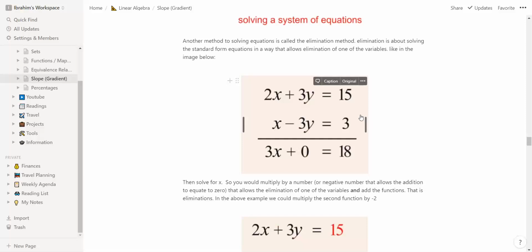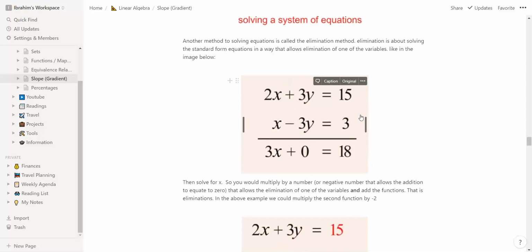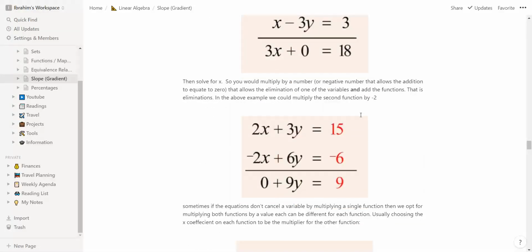Okay, then I was in one variable and add the function. The above example we could multiply. Yeah, so these are two different ways to solve this problem.